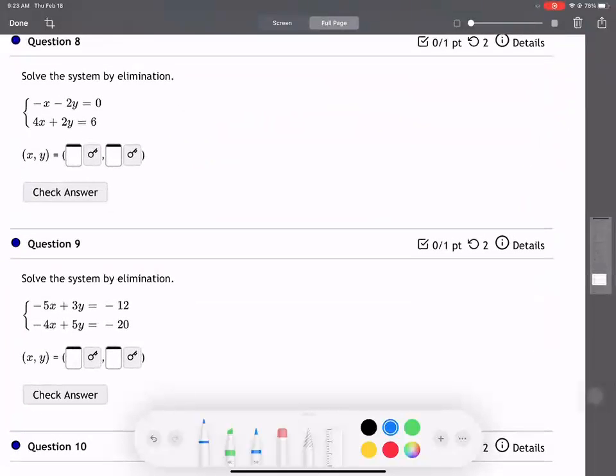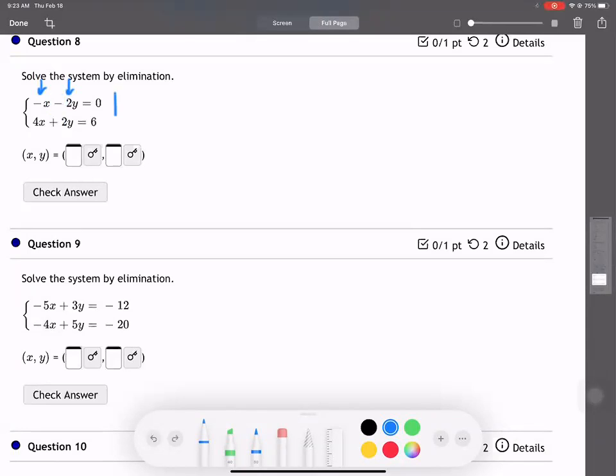Okay, solve the system by elimination? Sure. So this is already set up for us in this problem here. So we can take a look. Do the x's or the y's cancel out? As you can see, it's the y's here, -2 and a +2. These guys will nicely eliminate each other.